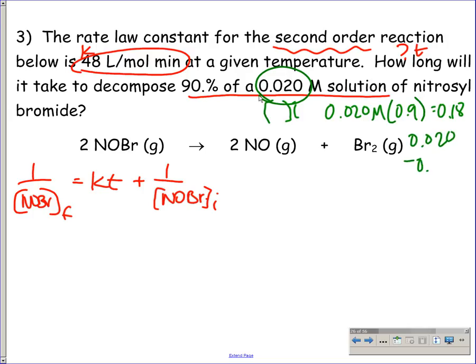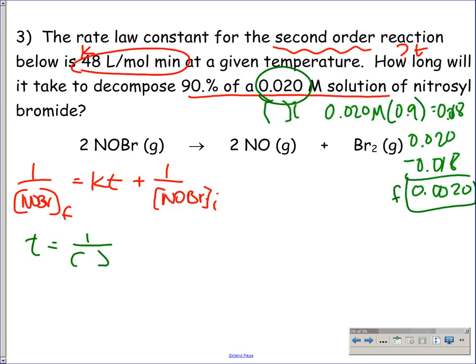So if you start with 0.020 and you subtract that much, that leaves you with how much? 0.002, yeah. So this is our final concentration left over. So that's going to be the final. So once you plug it in, let's go ahead and rearrange this and solve for t. Rearrange the variables before we plug it in. Go for it.